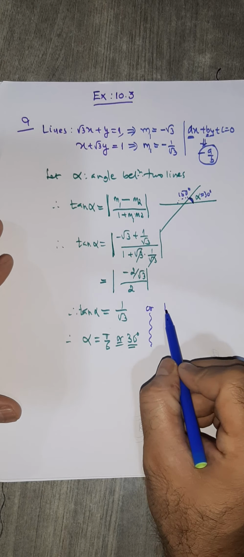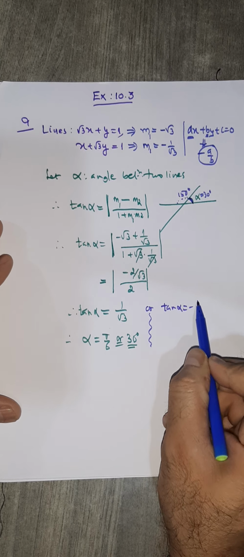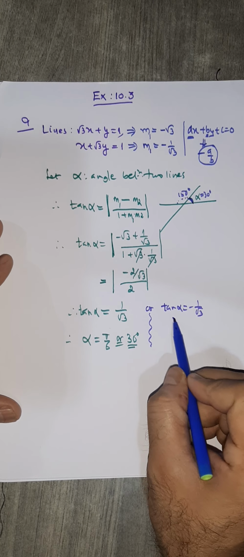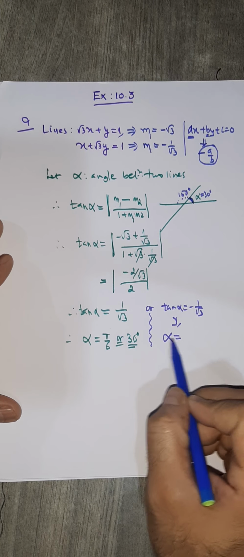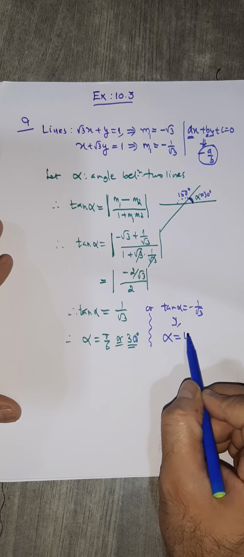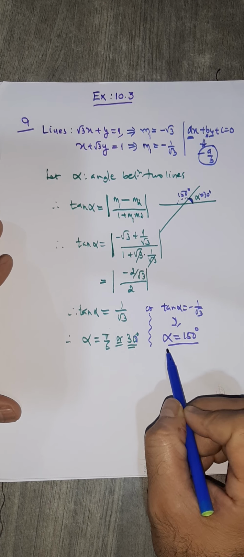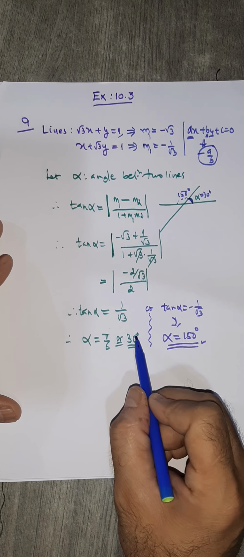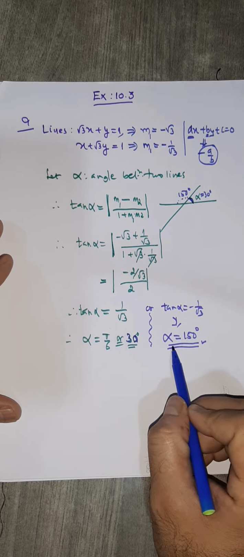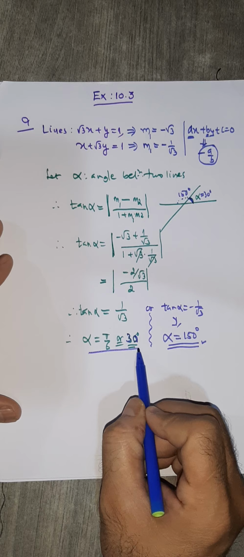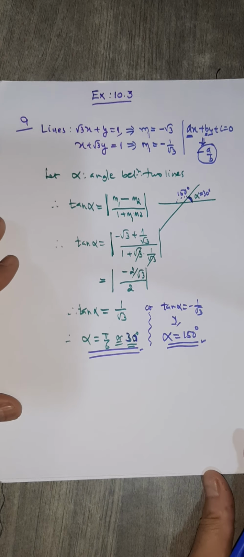Or you can take here tan alpha equals to minus 1 by root 3 also. It's up to you. So alpha will be here just 150 degree. It is pi minus pi by 6. That is here 30 degree, there 150 degree. Whichever you write, both are correct, this one and this one. Fine.